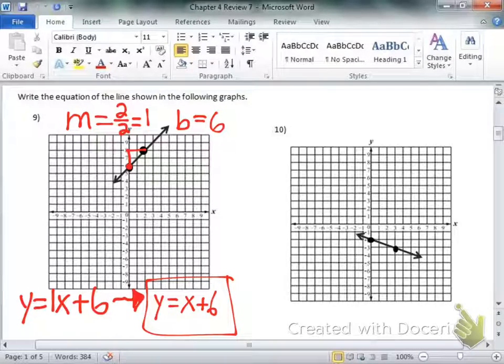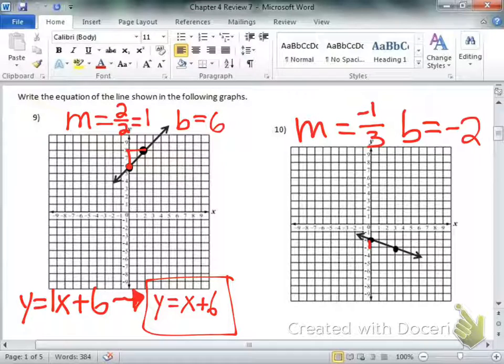Alright, next I have number 10. What is my m and my b on number 10? Negative what? Negative 2, right? Negative 2 is the b, and then you count your rise and your run. We're going down, so the rise number is actually negative. So you're going down 1, so negative 1, and then you're going right 3. So it's going to be y equals negative 1 over 3x minus 2.